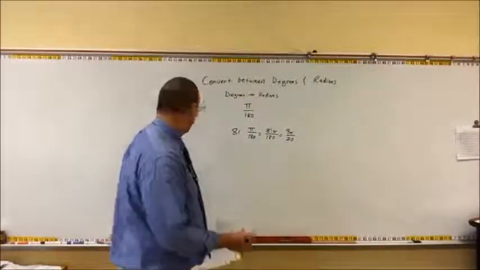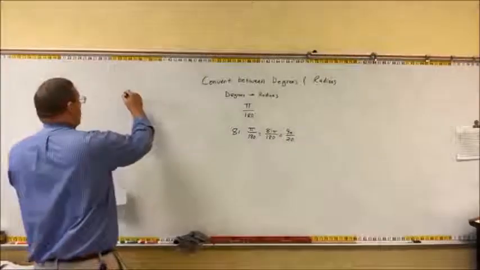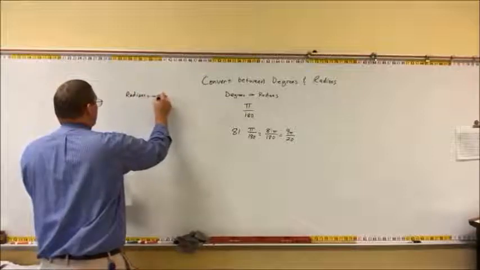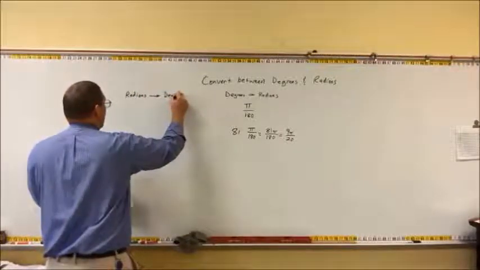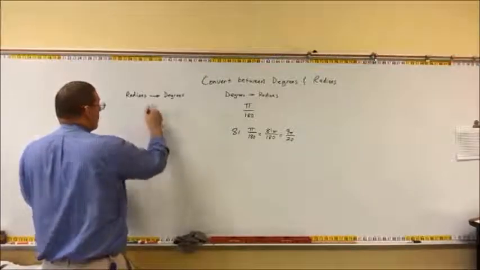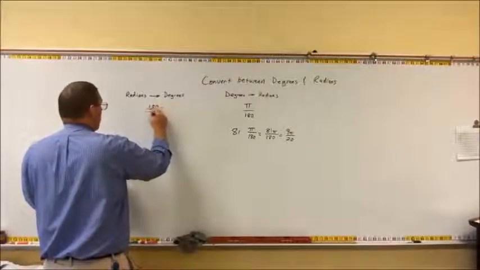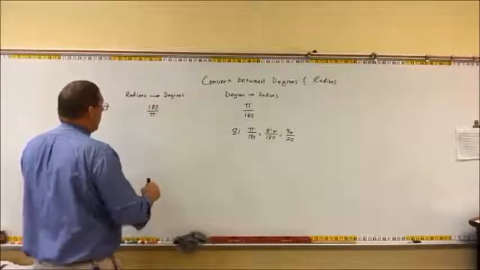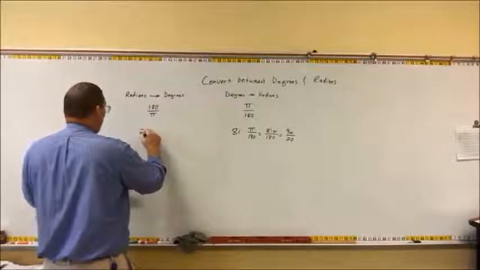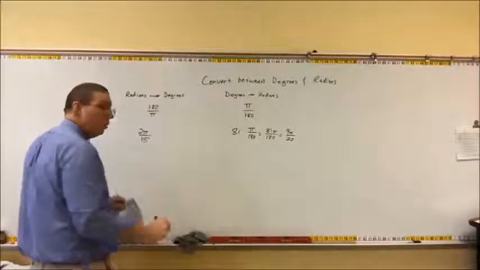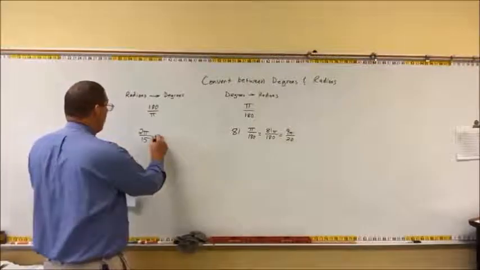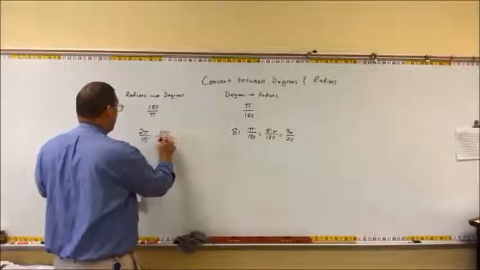Okay? If you want to convert from radians to degrees, you would multiply your radians by 180 over pi. Okay? And so then let's say that you had a 2 pi over 15 angle. So your angle measure was 2 pi over 15. You would just multiply that by 180 over pi.